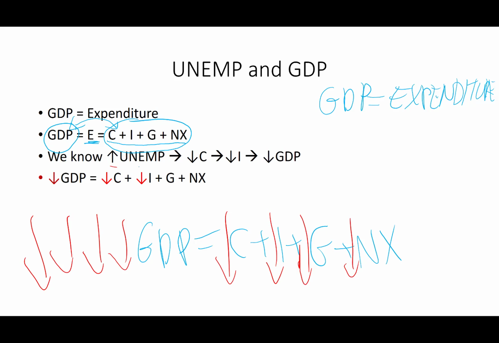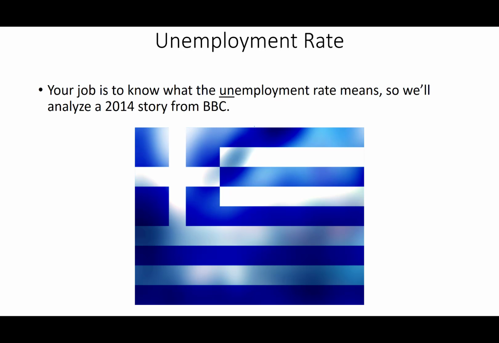We know that when unemployment increases, which is bad because people lose their jobs, then what happens next is they start cutting back on consumption. Investments start decreasing as businesses cut production, and this ultimately leads to a decrease in GDP. Your job is to know what the unemployment rate means, so you could put it in your paper.